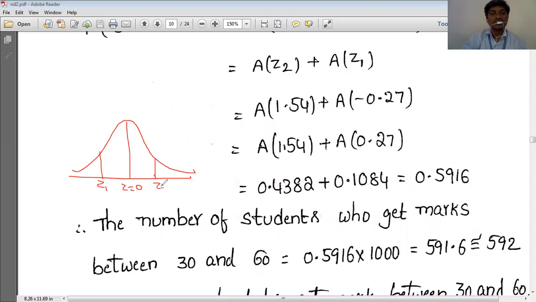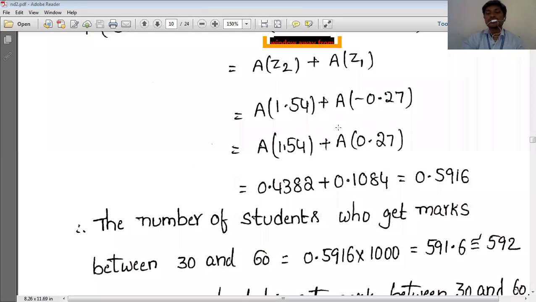So z2 is greater than 0. And we are calculating the area of z1 plus the area of z2. So this is the area of z1 plus the area of z2, the total between these. So this is the curve. Here z equal to 0 and z1 value we got is 0.27, and next z2 is equal to 1.54. So if you draw the curves and write like this, by seeing the paper you will get it. Okay.